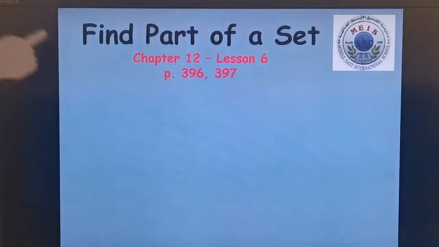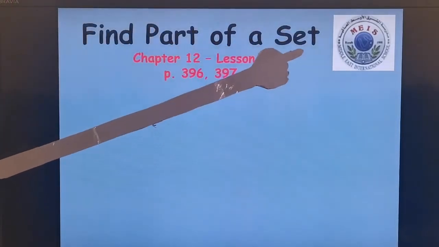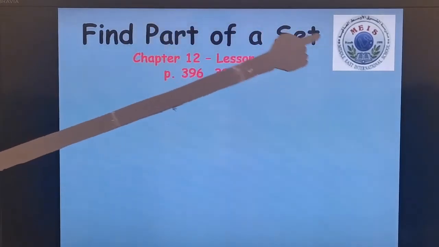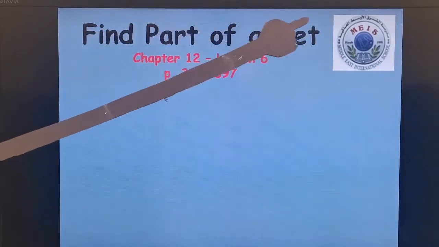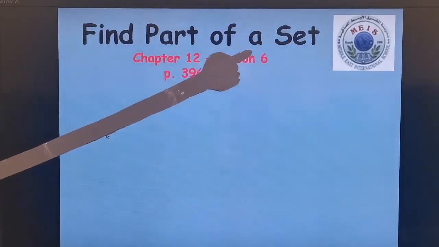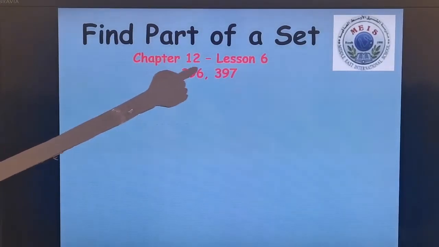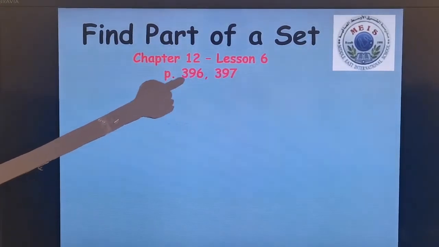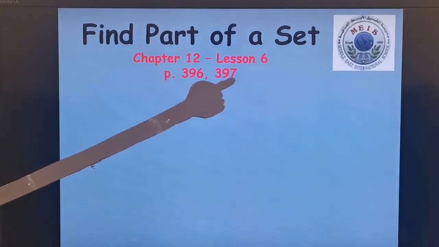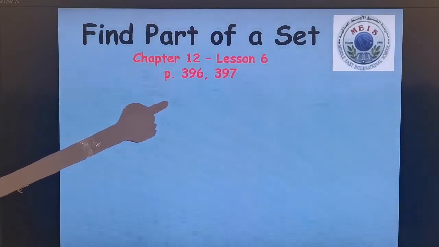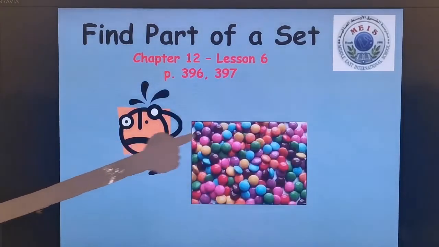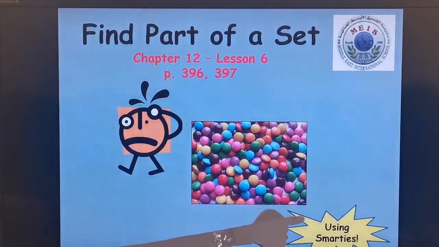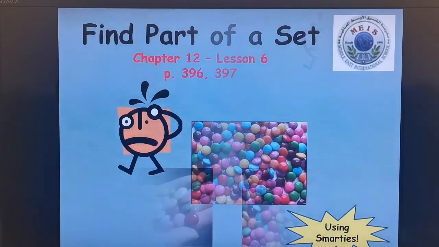Today I'm back with you in a new math lesson, and this time it's about finding part of a set. I guess many of you can guess how to do it from the title. Let's see. First of all, this is chapter 12, lesson 6, pages 396 and 397 in your textbook. And today our lesson is super sweet. We're going to use Smarties.